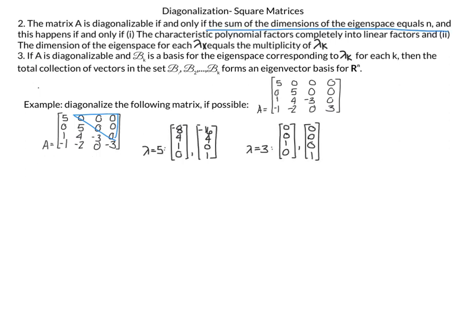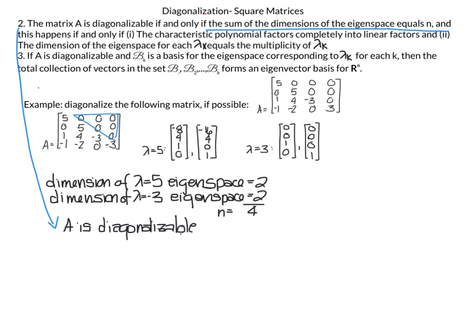I've cleared some stuff out. I have the basis for my eigenspace associated with lambda equals 5 right here, and I have my basis for my eigenspace associated with lambda equals 3 over here. And the first thing we're going to look at here, the sum of the dimensions of the eigenspaces equals n.